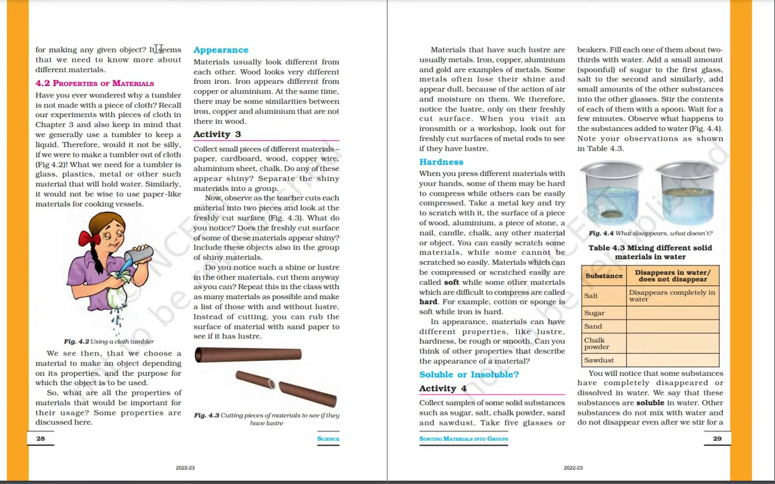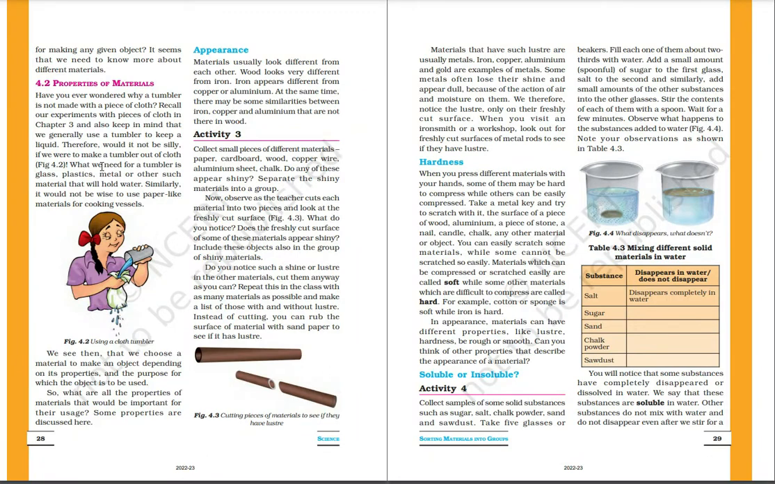Properties of materials. Have you ever wondered why a tumbler is not made of a piece of cloth? Recall our experiments with a piece of cloth in chapter 3, and also keep in mind that we generally use a tumbler to keep a liquid. Would it not be silly if we were to make a tumbler out of cloth? Figure 4.2. What we need for a tumbler is glass, plastic, metal or other such material that will hold water. Similarly, it would not be wise to use paper-like materials for cooking vessels.